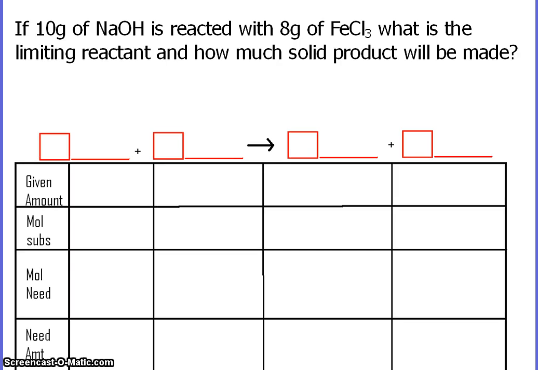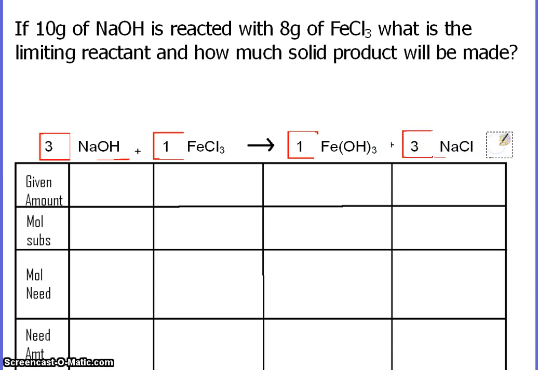Okay, so let's work another problem. It says if I have 10 grams of sodium hydroxide and I react it with 8 grams of iron chloride, how much of the solid product will I make? So again, sodium chloride is not going to be my solid product. We know that dissolves in water. So my solid product is iron hydroxide. I've got it balanced here for you.